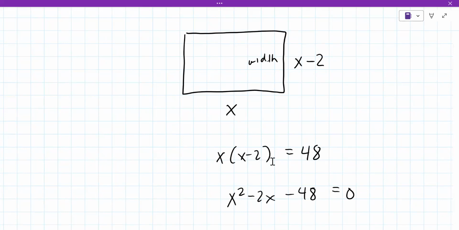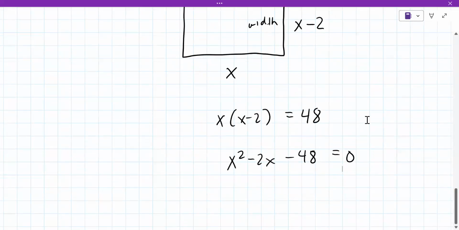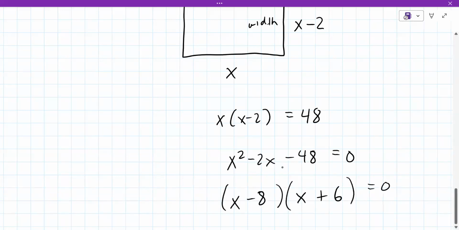Negative 8 times 6 equals minus 48. Negative 8 plus 6 equals negative 2. So what goes inside the two factors here? Negative 8. So x minus 8, x plus 6. Is that what I heard? Yeah. Okay.